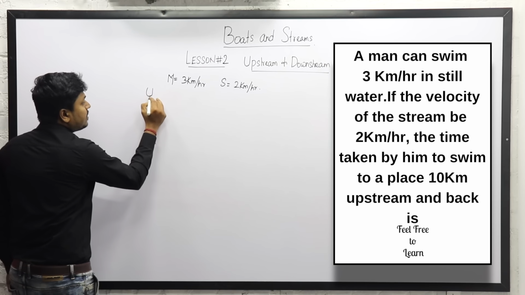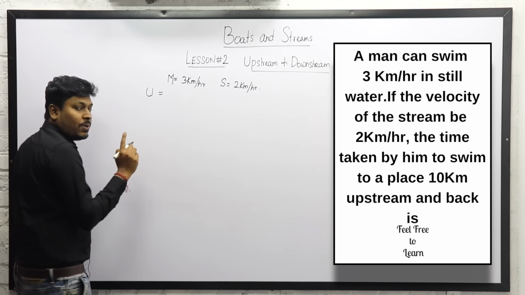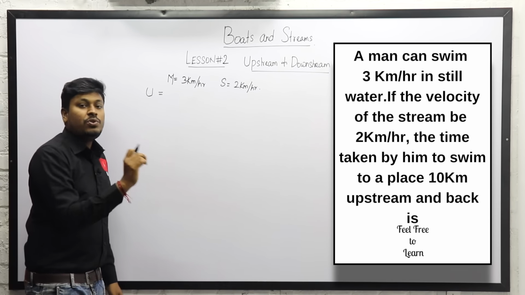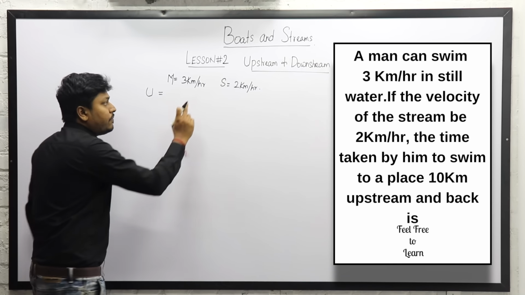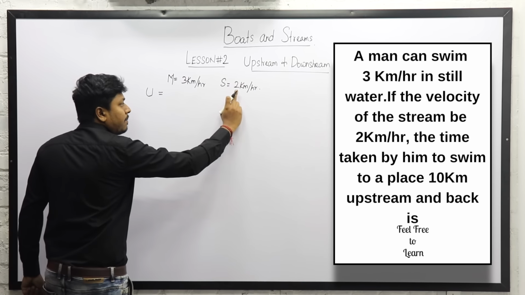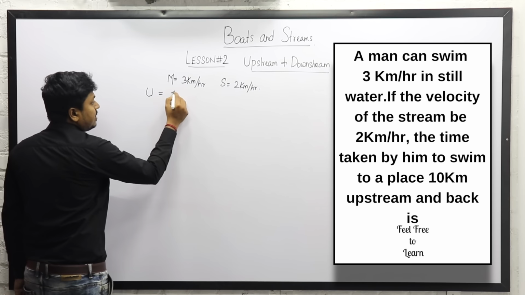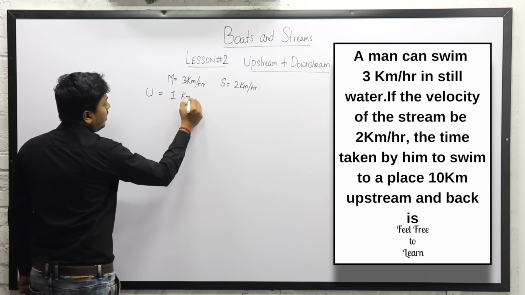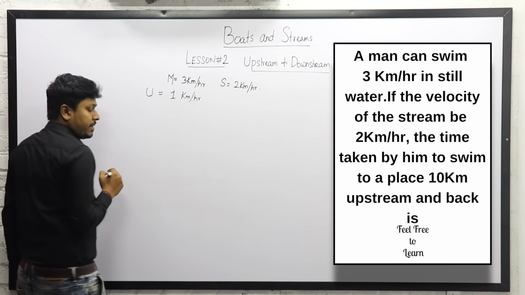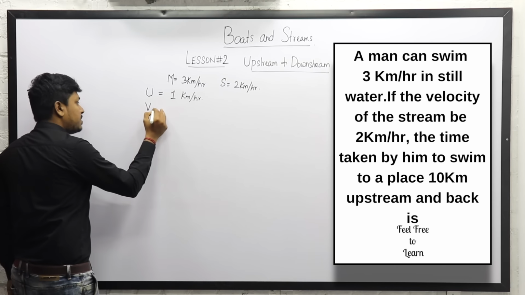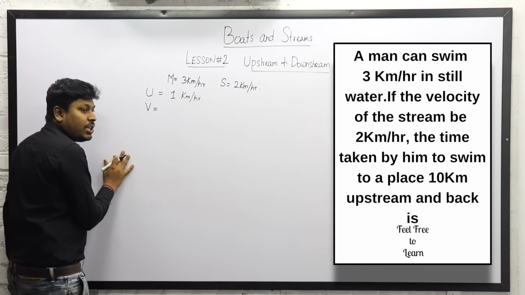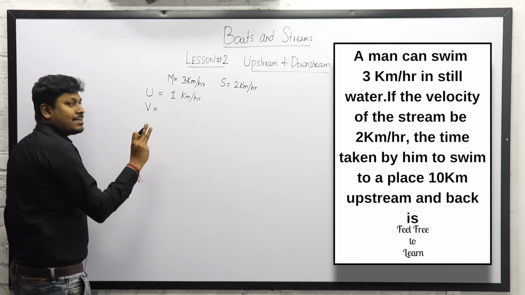So what is the formula for upstream speed? If it is upstream, we usually subtract both the speeds. If you subtract 3 km per hour minus 2 km per hour, the result will be 1 km per hour, which is the upstream speed. Now we can go with the downstream speed. What is downstream speed? We need to add the man's speed plus the stream speed.